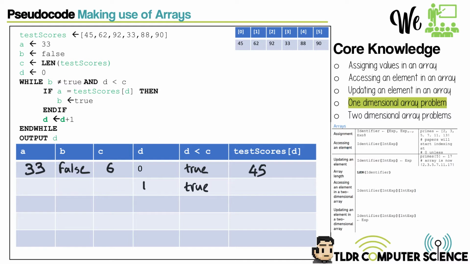So the loop continues. Test score is now at position D. Because D is now 1, the test score at position index 1 is 62. There we go. Here's what I want you to do. I want you to pause now and see if you can see how the rest of this is filled out.